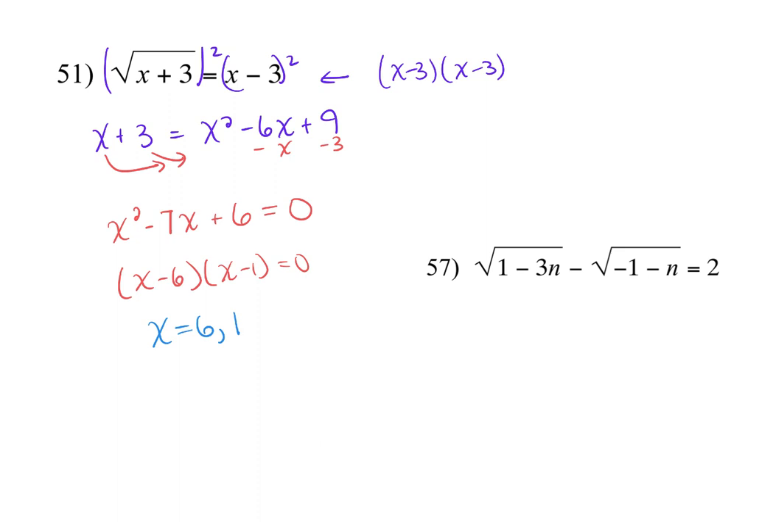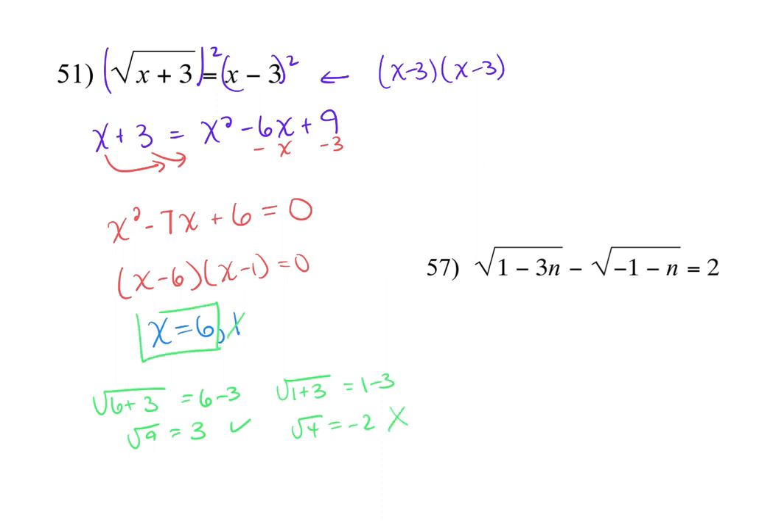And once again, I need to plug those in. When I plug them in, square root of 6 plus 3 equals 6 minus 3. Square root of 9 equals 3. That is true. 6 is an answer. When I plug in 1, I get the square root of 1 plus 3 equals 1 minus 3. Square root of 4 equals negative 2. That is not true. 1 is not an answer. My only answer here is 6.